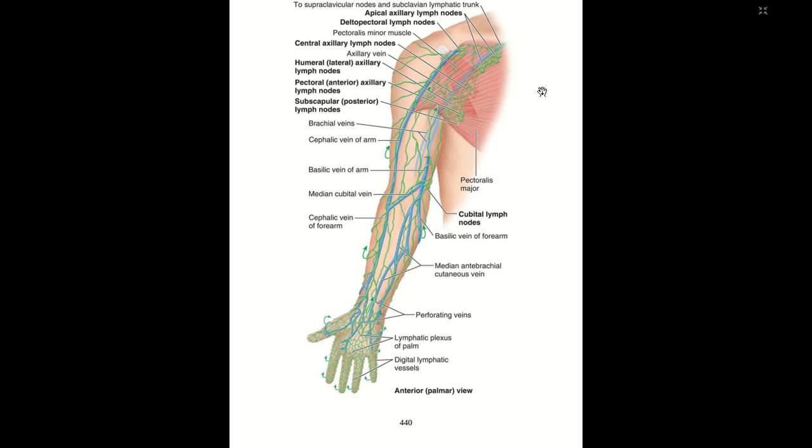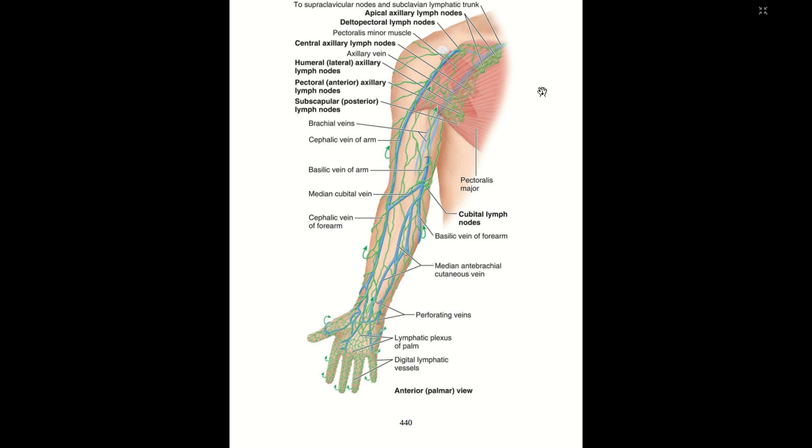Right, so the lymph is divided into superficial lymph and deep lymph. The superficial lymph is the lymph within the superficial fascia. The deep lymph is the lymph that moves along the deep vessels, for example, moving along the brachial artery, ulnar artery, radial artery, and so forth. So let's start with the superficial lymph.